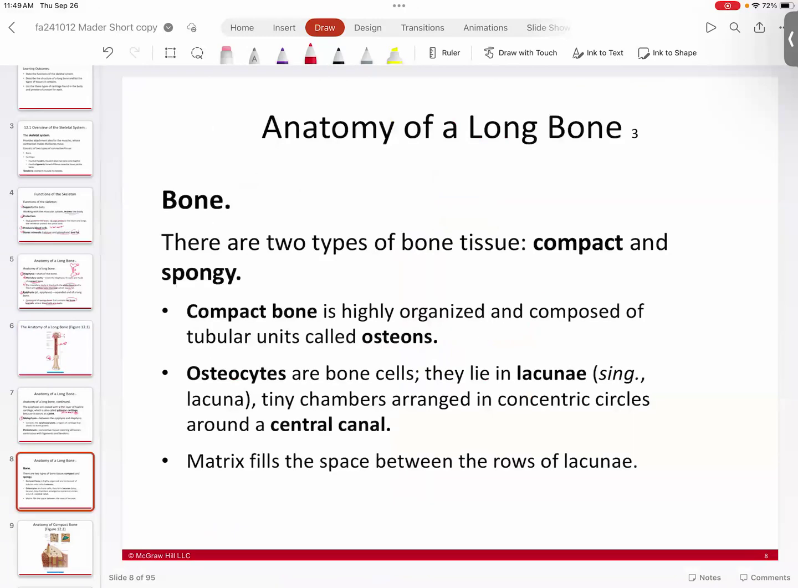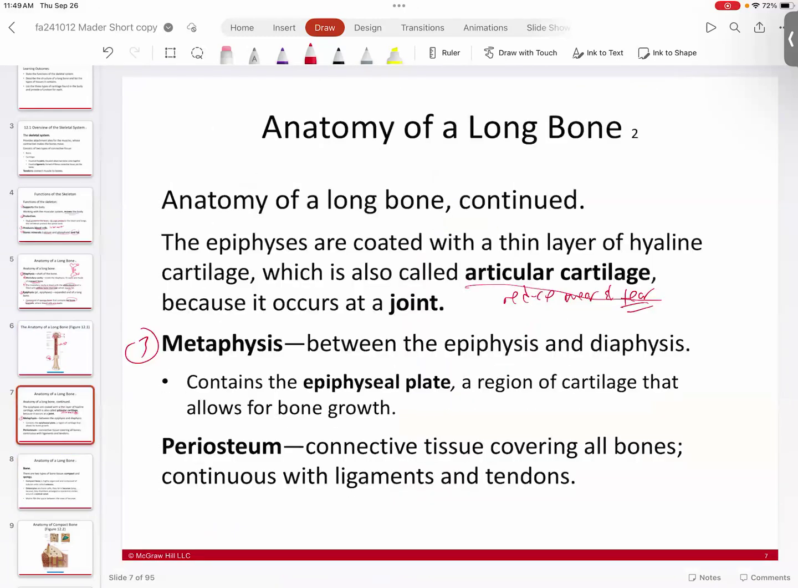And the metaphysis is basically going to have what's called the epiphyseal plate. So this is essentially the growth plate, which is a region of cartilage when we're growing that then turns into bone when we stop growing.